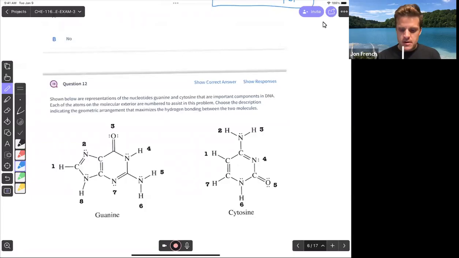All right, for question 12, it gives us two of the bases, guanine and cytosine. So that GC pair in DNA, and it's just asking about the hydrogen bonding arrangement. What's a little bit frustrating is they've flipped cytosine away from its normal direction. So normally cytosine wants to be over here like this.